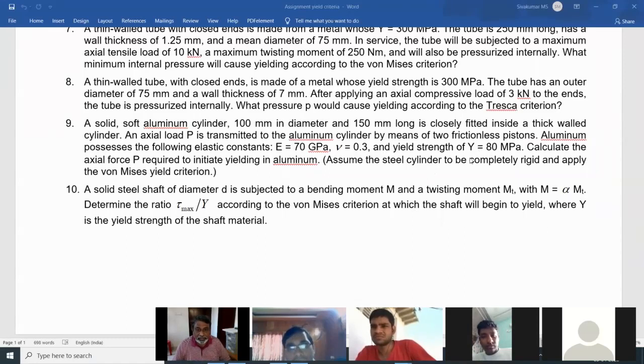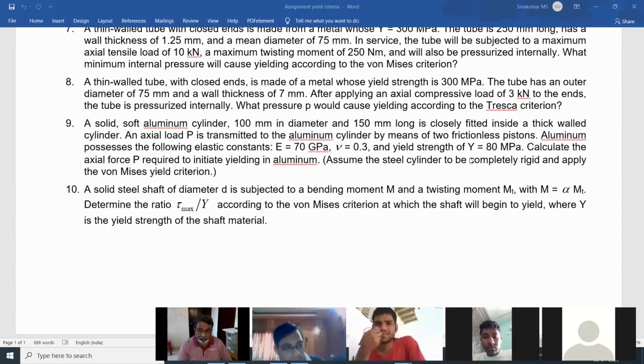Yeah, but what happens is there is Poisson's ratio. Okay. So what you're telling is while the aluminum cylinder is getting pushed in, even the other cylinder will have some effect because of the fit. Correct. So the force is getting transmitted to the thick cylinder through the aluminum cylinder, not directly from the piston. Make the steel cylinder to be completely rigid. So it makes it easy.